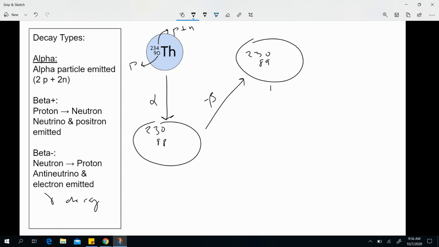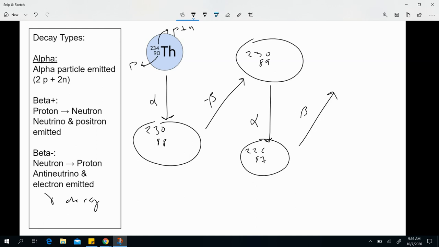Let's do this again. Let's take this element and undergo another alpha decay. When I do alpha decay, remember I subtract away 4 from my mass. So this is going to become 226. And then since it's alpha decay, I lose 2 protons, which means 89 minus 2. My atomic number is now going to be 87. We'll look up what element that is later.